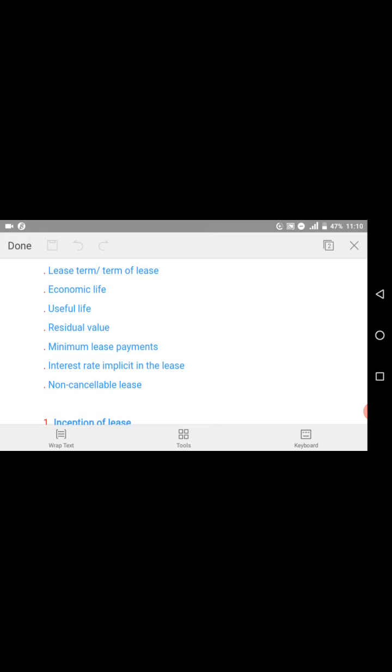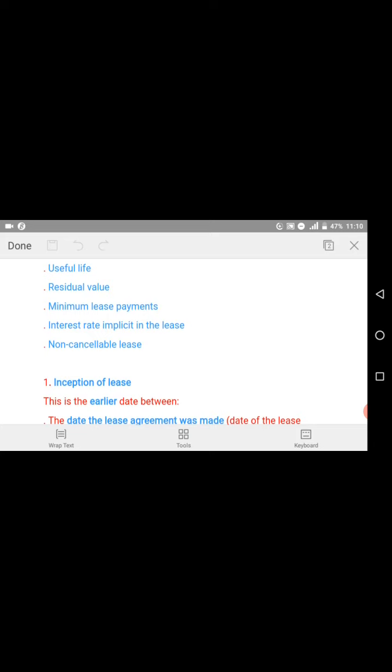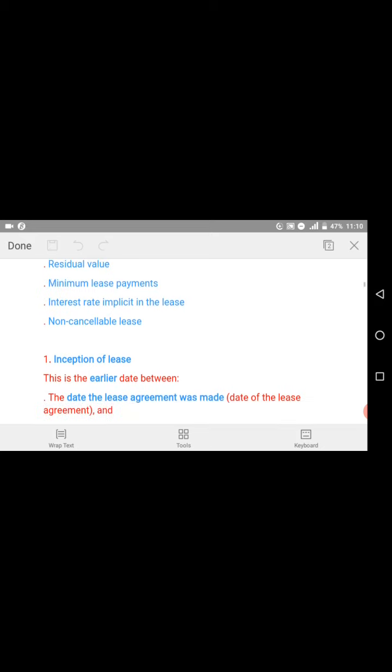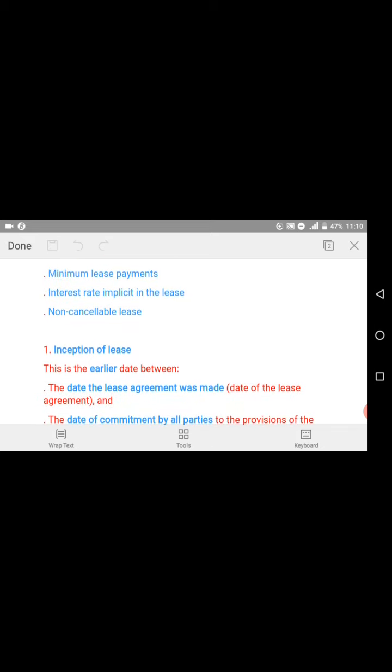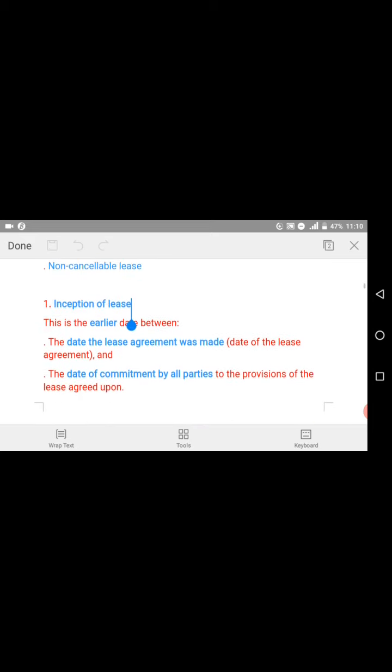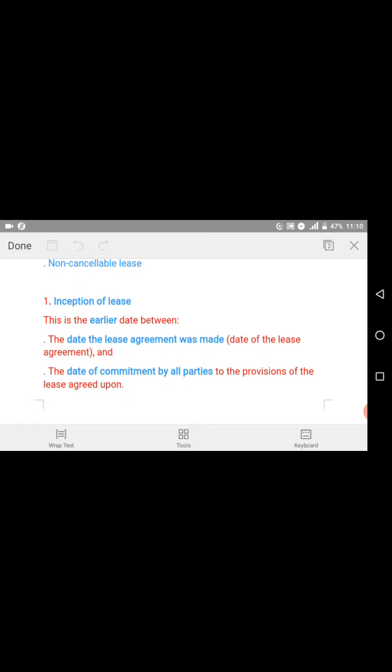Then we'll go over to the first, which is the inception of the lease. According to the notes here, the inception of the lease is the earlier date between one, the date the lease agreement was made, that is the date of the lease agreement, and the date of commitment by all parties to the provision of the lease agreed upon.